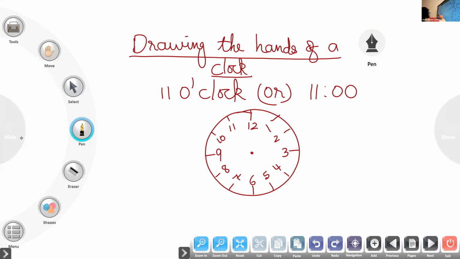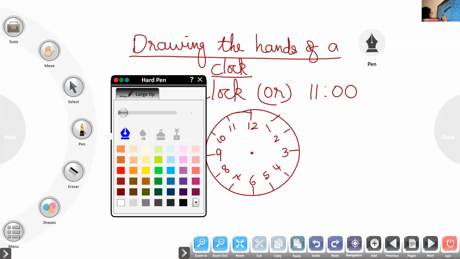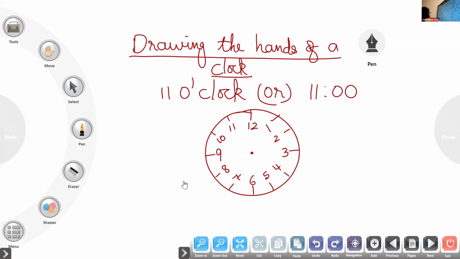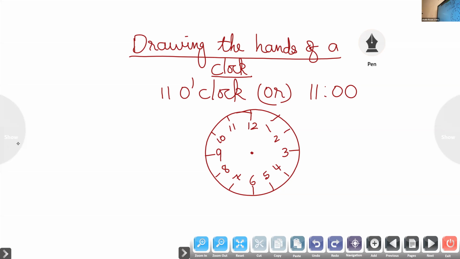Now, this, till this, in the question itself, the clock, everything will be given over there. What you have to do over there is you have to just draw the hands of the clock. The time is given as 11. That means the short hand should be at 11. So this is 11. So draw a short hand like this.